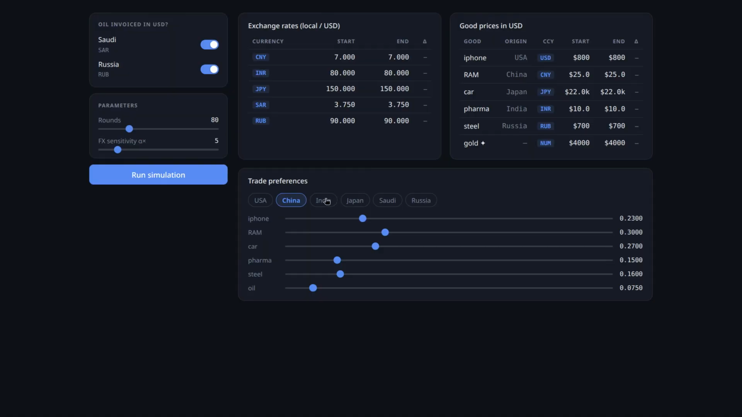But let's say another example. Let's say that Russia suddenly wants to buy more Japanese cars.